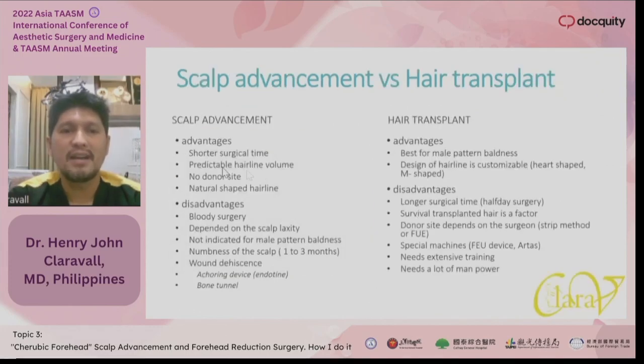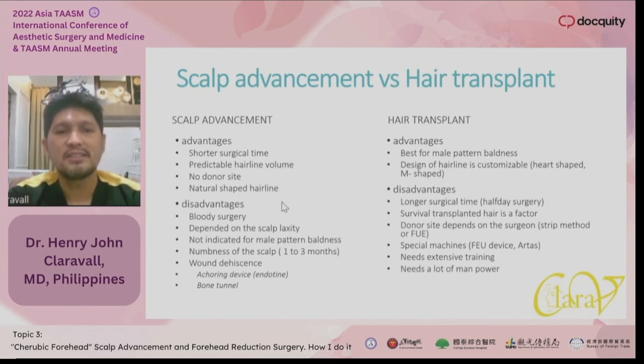So what are the advantages of doing scalp advancement? As you can see, you will have a shorter surgical time. The hairline will be very predictable since you're just advancing your natural hairline to the new position lower on the forehead. Then there will be no donor site, and the shape of the hairline is very natural.